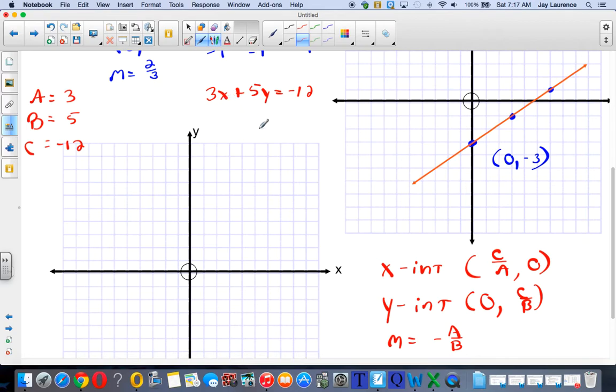So let's find the x-intercept first. It looks like negative 12 divided by 3 will be negative 4. 1, 2, 3, 4. So my x-intercept is going to occur at negative 4, 0.